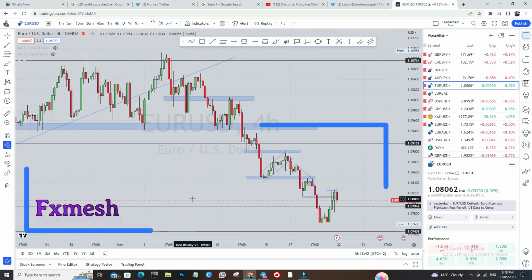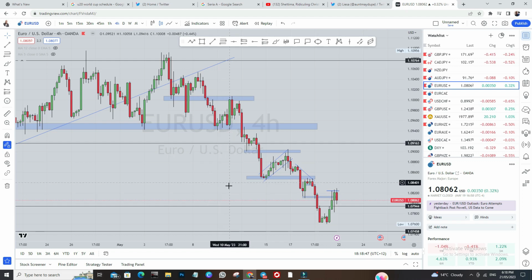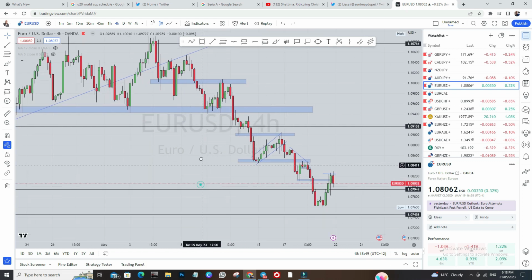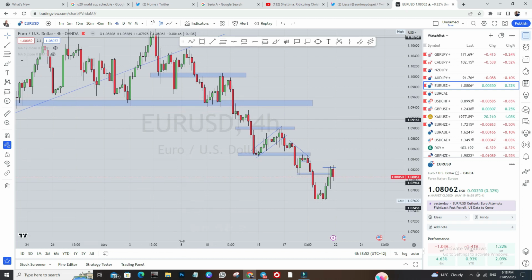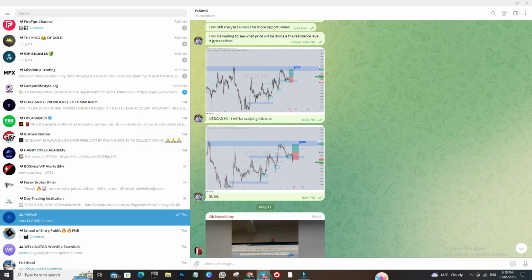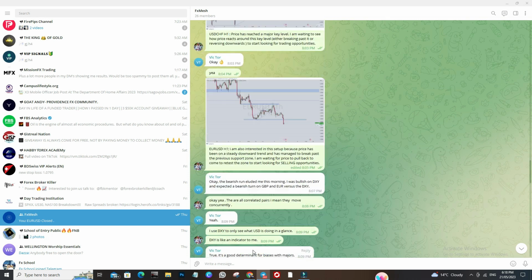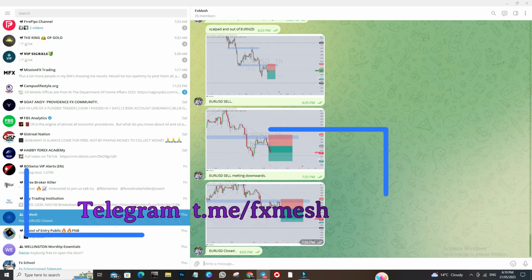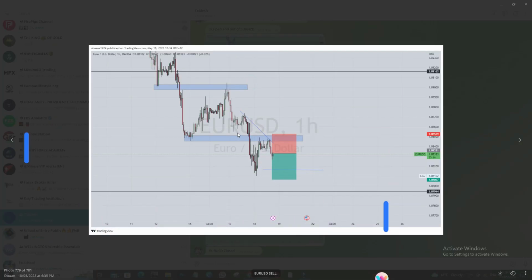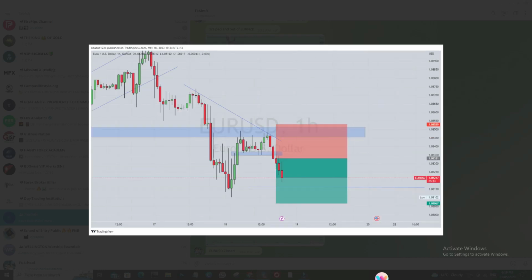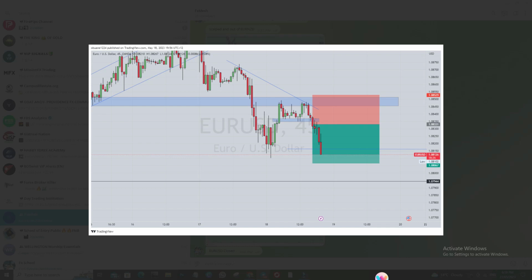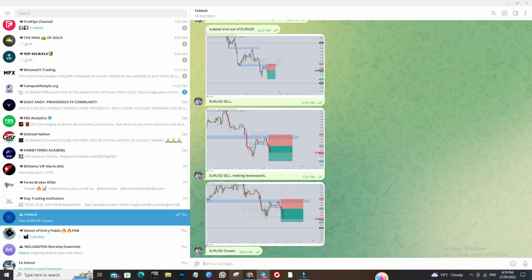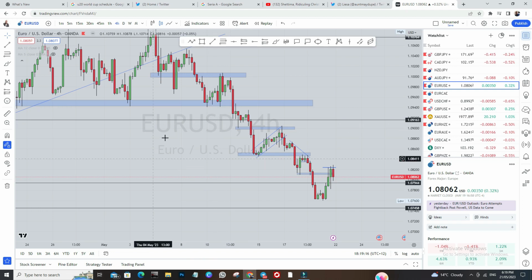Now I'm just going to bring you to some of the trades I took this week using simple break and retest. So I posted them on my Telegram, which is t.me/FXMesh, and I took this trade, EURUSD, at this point, and it came out very fine. And I'll just be explaining how I went about that.